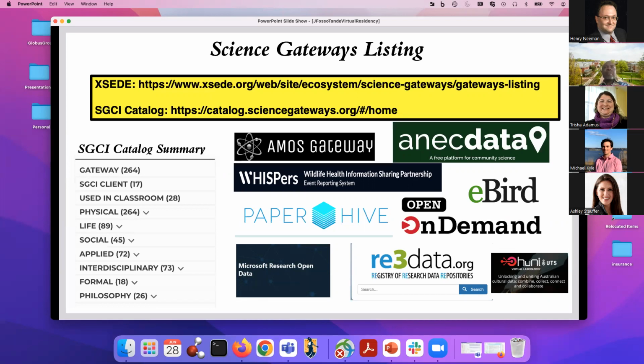So you have a number of science gateways, some that we are very familiar with. So Open OnDemand, for example, that most of us are aware of, and users like it. AMOS Gateway, Anect Data, Microsoft Research Open Data as well.